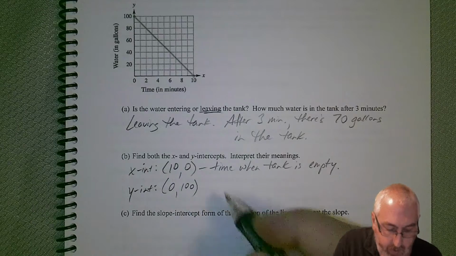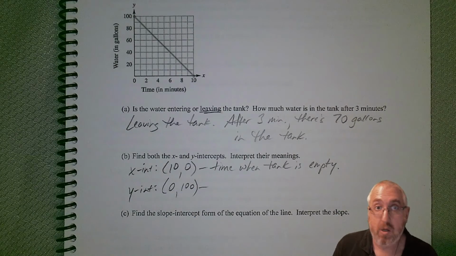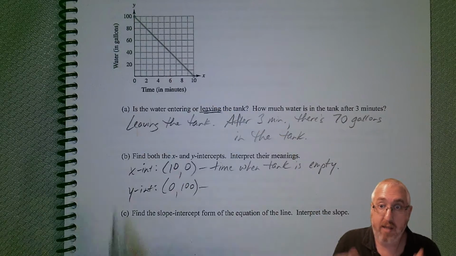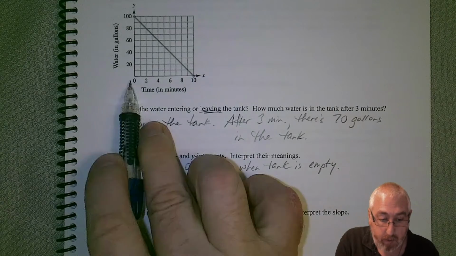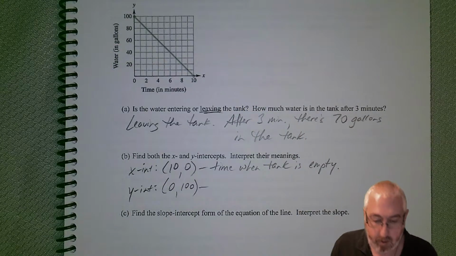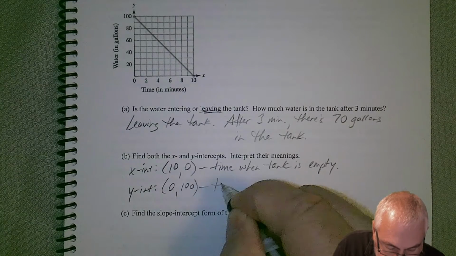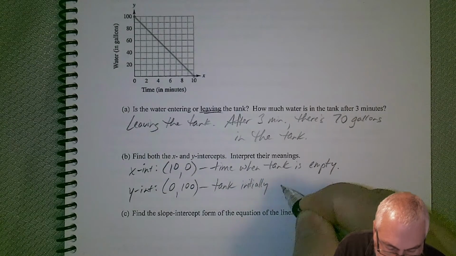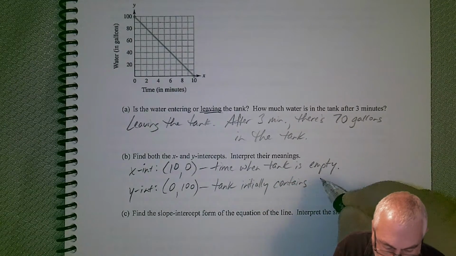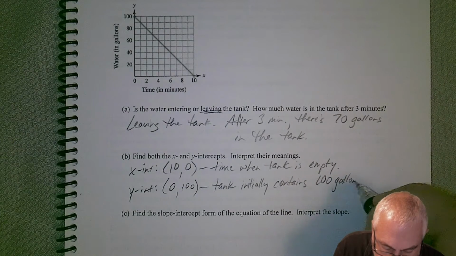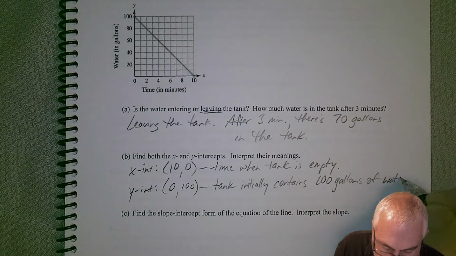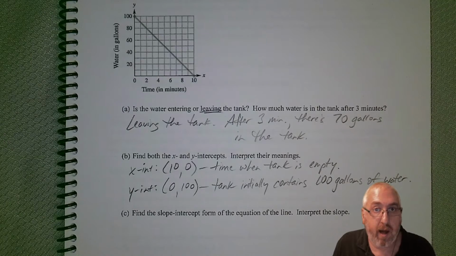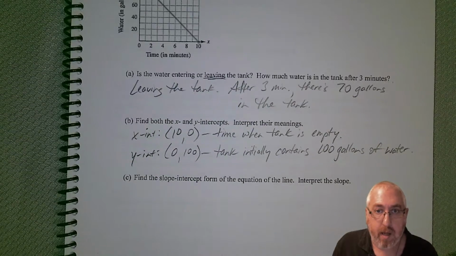And 0, 100. Well, that's the tank at full capacity. That's when the tank's starting at time 0. The tank is starting with 100 gallons of water. So the tank initially contains 100 gallons of water. That's how we can interpret it within the context of this question. All right, let's keep going, two more parts.